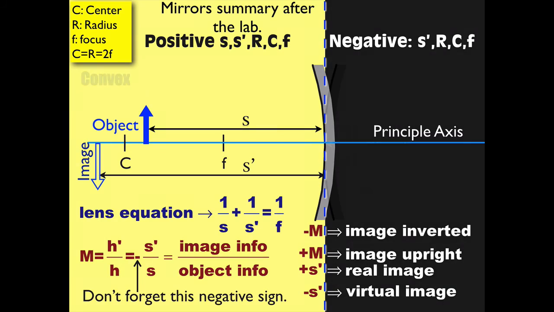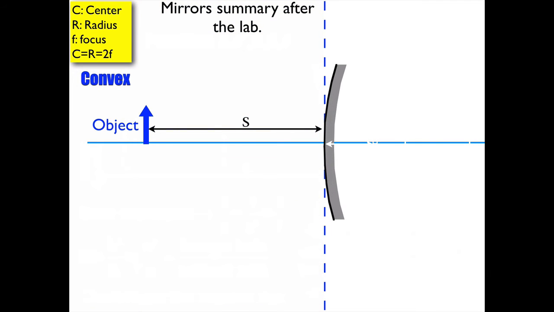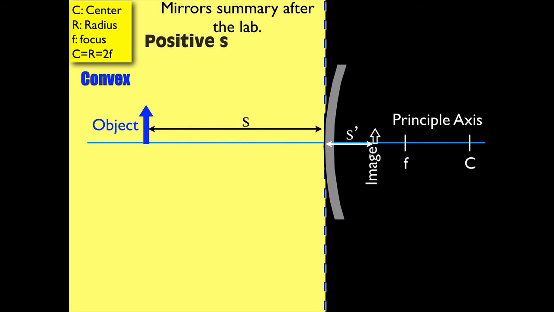Now let's talk about a convex mirror. So a convex mirror, cool thing is the formulas are going to be identical. Here's what's coming in. Got the light coming in. Again, where the light belongs is positive. In this case, it's going to be S. And I can have negative S prime, R, C, and F.